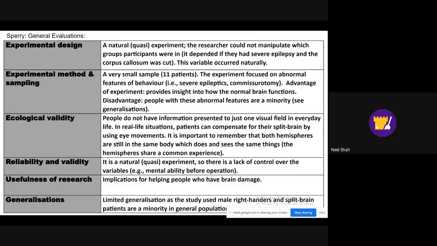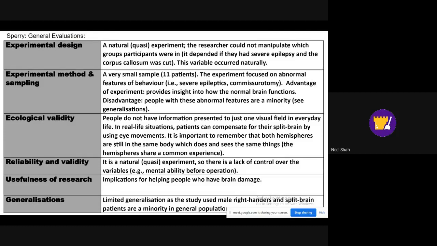How useful was the research? Maybe there are implications for helping people who have brain damage. So actually, this could be quite useful. For people who have epilepsy or other types of brain damage, this kind of study can show them that you might need to train and do particular kinds of tasks, or maybe you're going to have difficulty doing certain kinds of things.